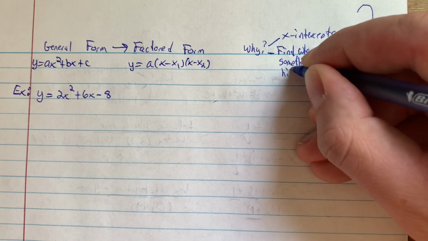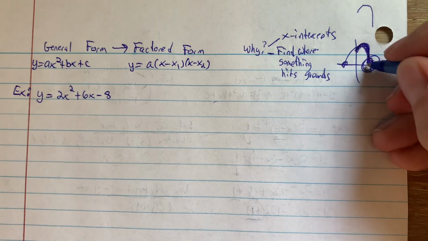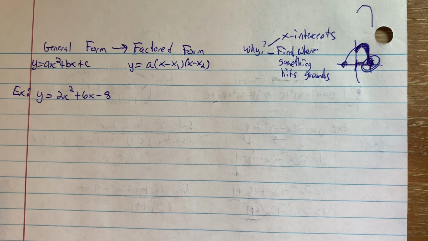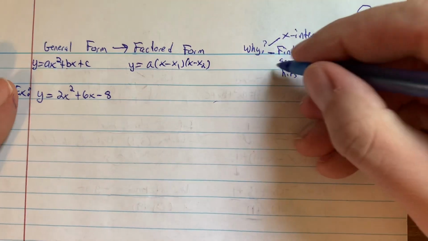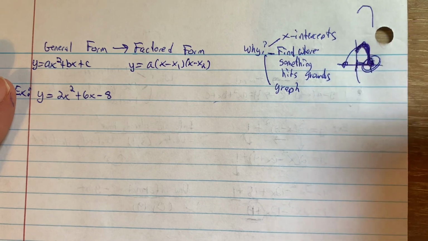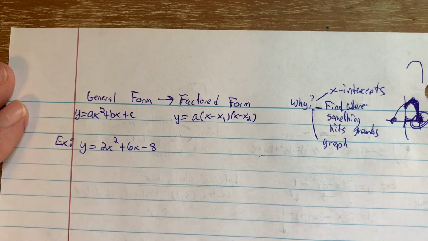So we can find where something hits the ground or lands, and how long something is in the air for. We can tell how long something is in the air by finding the x-intercept. We can also use the x-intercepts to graph. It's not quite as good as knowing the vertex form, but we can do it, and we'll see how in a second. So here's our example.